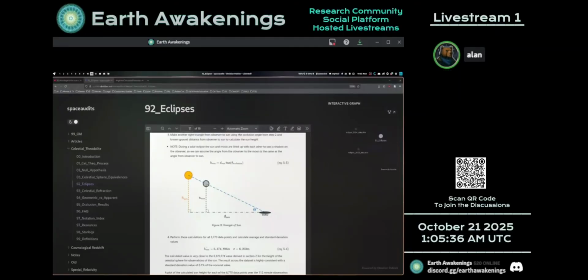Ooh, we've got to get with Piezo. Piezo's done some hefty work on doing trig with the ISS, and it does not look good for the globe.